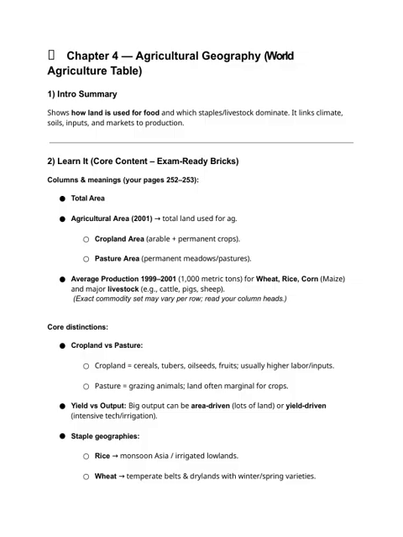High output can result from large areas of land, area-driven production, or from high yields, which come from intensive technology and irrigation. Both factors are crucial but serve different purposes. As for the staple geographies, rice is predominantly cultivated in monsoon Asia, especially in irrigated lowlands. Wheat, meanwhile, is more common in temperate belts and drylands, with different varieties suited for winter and spring planting.